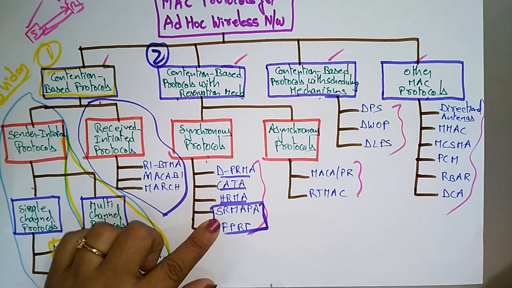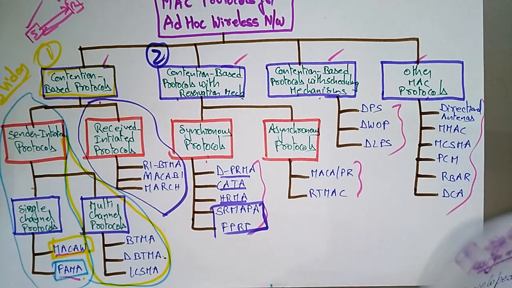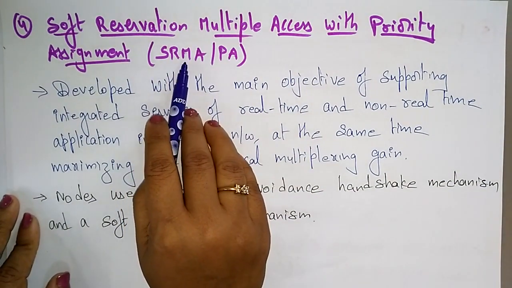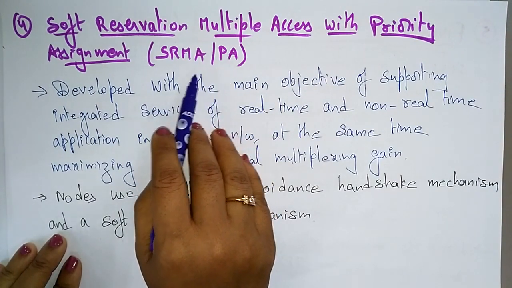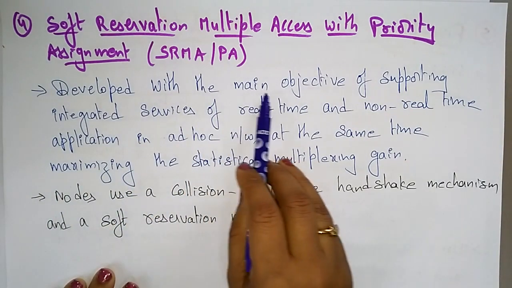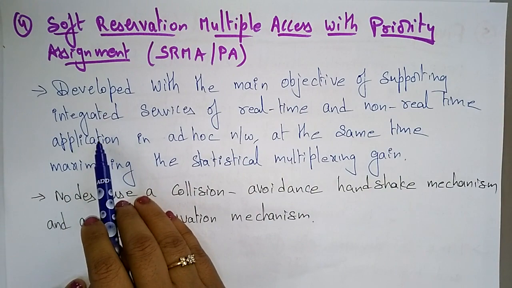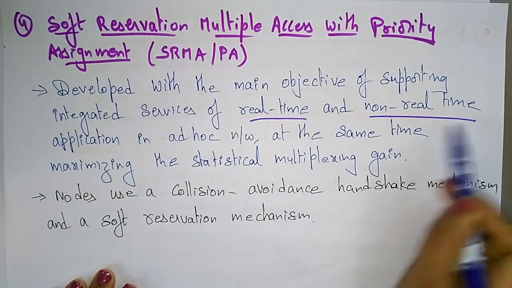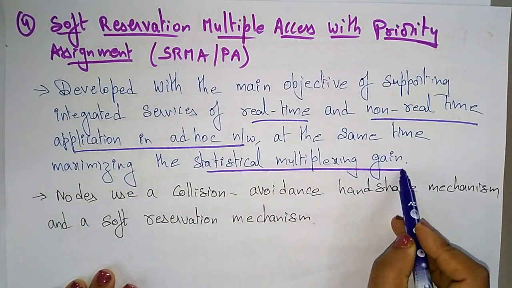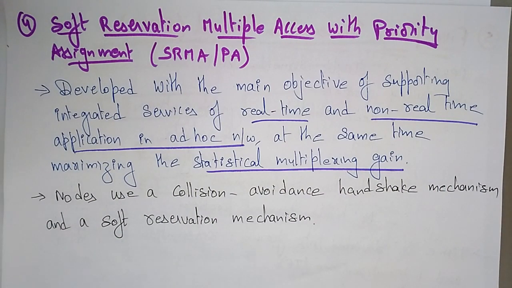So now let's see about the SRMAPA. What does it mean? SRMAPA is a soft reservation multiple access with priority assignment. It was developed with the main objective of supporting integrated service of real-time and non-real-time applications in ad hoc networks. At the same time, it maximizes statistical multiplexing gain. So the main use of this protocol is supporting both real-time and non-real-time applications in ad hoc networks, and it also maximizes the statistical multiplexing gains.